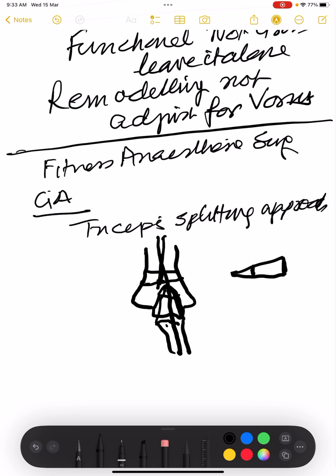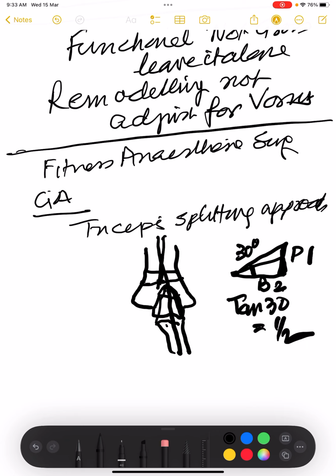So, if you remember your trigonometry, if this is a 30 degree correction required, then tan of 30 degrees is perpendicular upon base, which means if this is 1, this is 2. Tan of 30 degrees is equal to half. Right? So at this point, you will take out a wedge 15 degrees above and 15 degrees below to correct 30 degrees. So you would refer to this tan of 30 degrees to correct the varus so that at least there's 6 degrees of carrying angle.